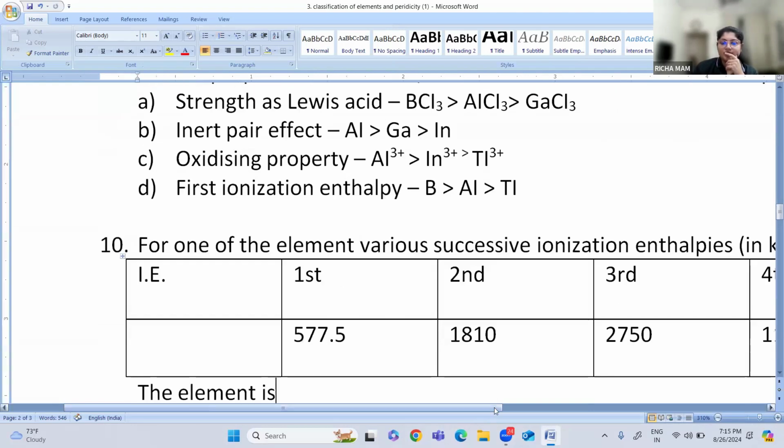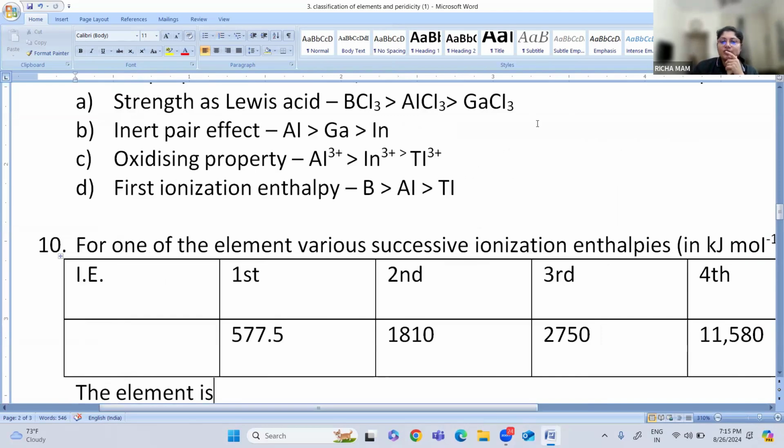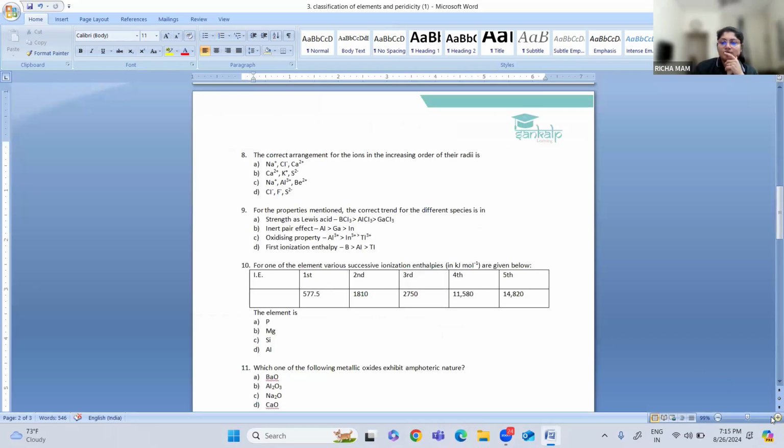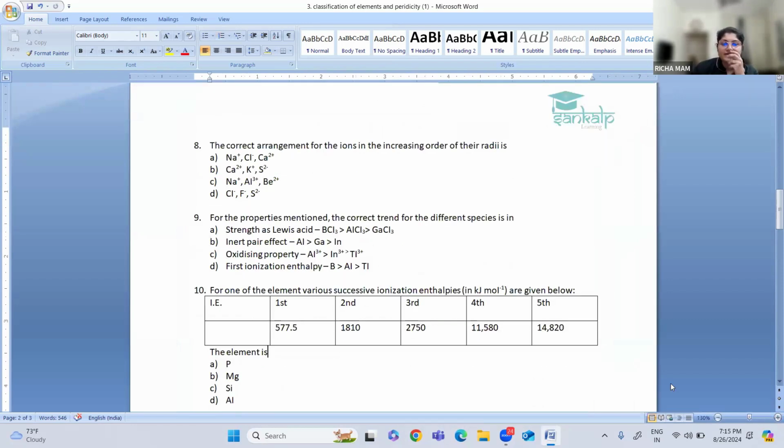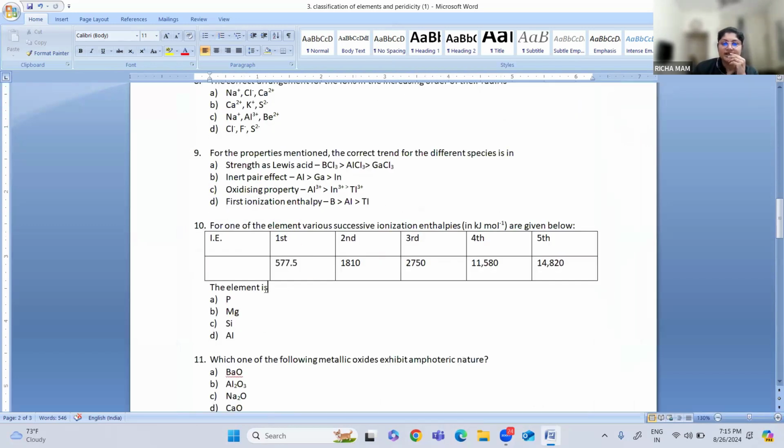Tenth question. Okay, go to the 10th question. For one of the elements, various successive ionization enthalpies are given below. Which is the element? So your first ionization. As I've already told you, what is ionization energy, and how does the ionization energy increase for the successive ionization enthalpy?